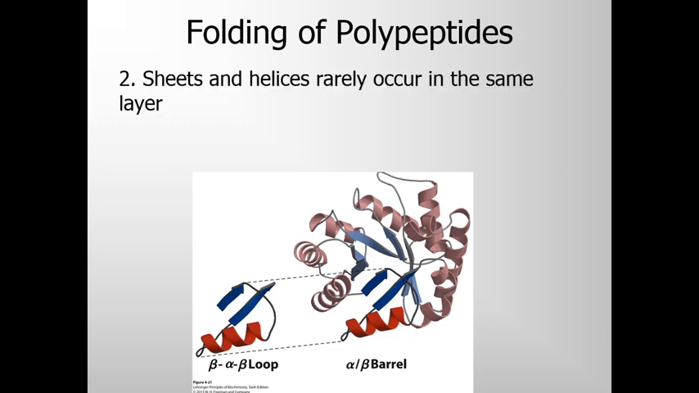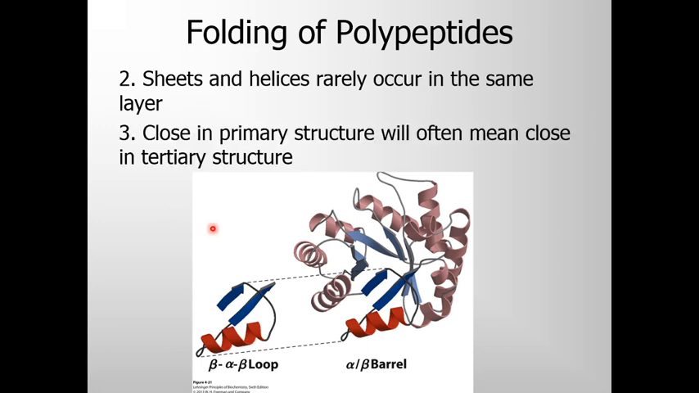The second rule says that beta sheets and alpha helices rarely occur in the same layer. This is because the backbone of a polypeptide segment in the beta conformation cannot readily hydrogen bond to an alpha helix that is adjacent to it. If you look at it, a beta strand can hydrogen bond with another beta strand, but it rarely hydrogen bonds with an alpha helix. And that is the essence of the second rule.